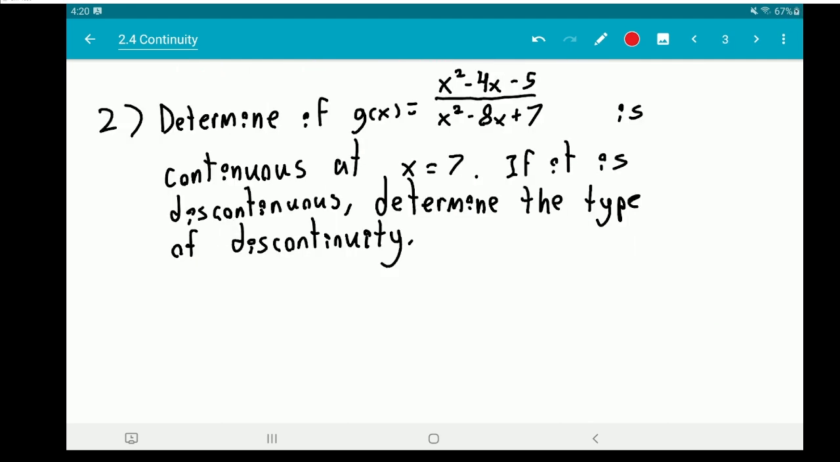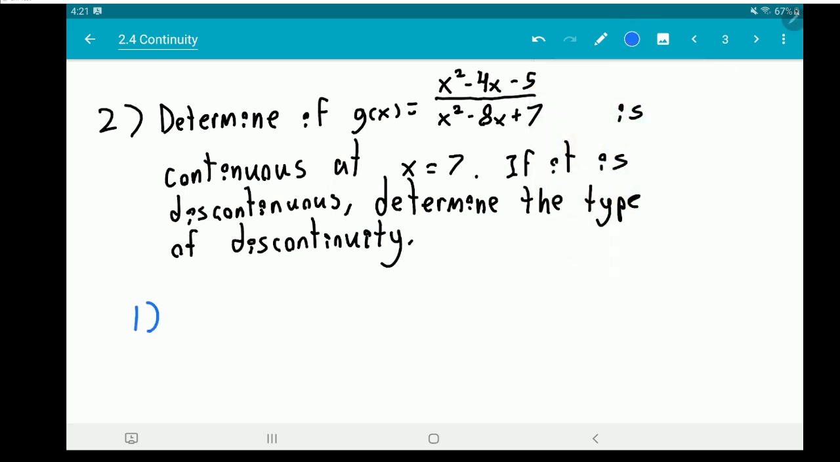New problem, new function, but it's still asking us, is this continuous at x equals 7? And then it says, again, if it's discontinuous, determine the type. It's good practice to be able to determine the type because you might get to problems where it doesn't ask you to do that. Well, then that's just a little bit easier. So here we want to see if this is continuous, in which case we go through our continuity checklist.